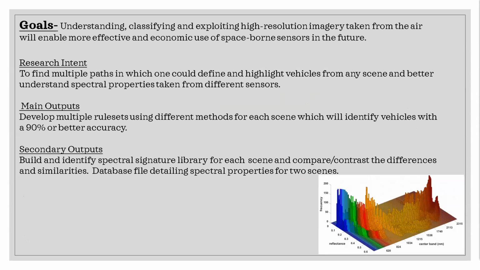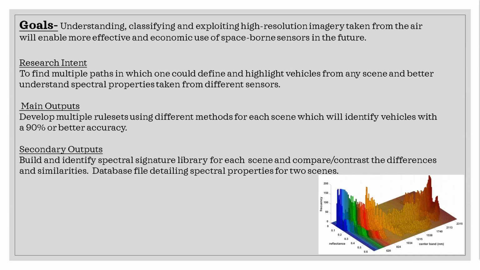So my main goal is to better understand the spectral properties of high resolution data in order to affect change in how imagery of the future is processed, so that people in my position don't need to spend countless hours scanning imagery for nothing. They can run through a process and things in a scene that may be metallic or vehicles can be highlighted. So I'm going to focus on finding multiple paths to reaching that same conclusion.